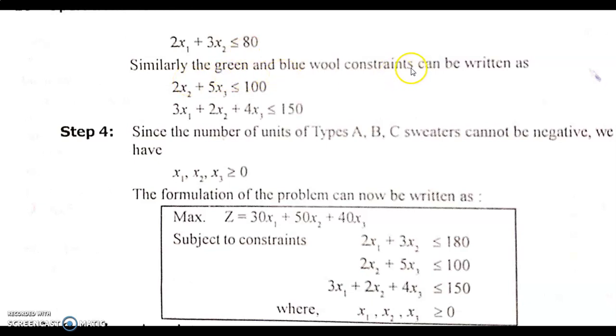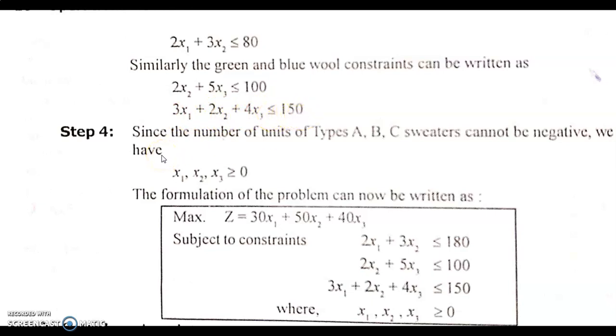Similarly, the green and blue wool constraints can be written as follows. This is for green wool, you can see the previous slide. So 2 times x2 and 5 times x3. Here type A doesn't require any wool, hence only 2x2 plus 5x3 is less than or equal to 100. And the blue wool requirement is 3x1 plus 2x2 plus 4x3. So blue wool is required for all the sweaters A, B, C. That's why x1, x2, x3 all are there. And this addition should be less than or equal to 150.